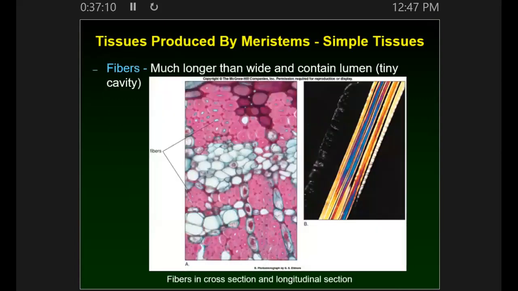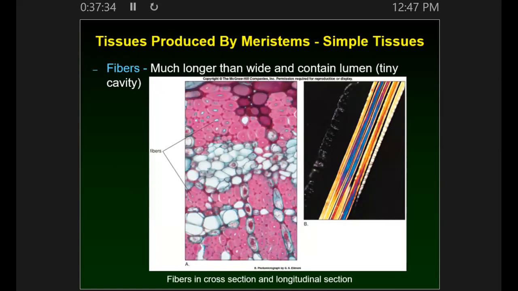Here's the other type of sclerenchyma tissue or cell type, fibers. So sclerenchyma is composed of sclereids and fibers. Okay, sclerenchyma, then sclereids and fibers. Fibers are, by definition, much longer than they are wide. Any fiber in any plant species is going to have that form where they're long and skinny.